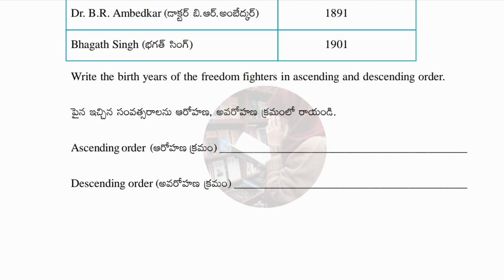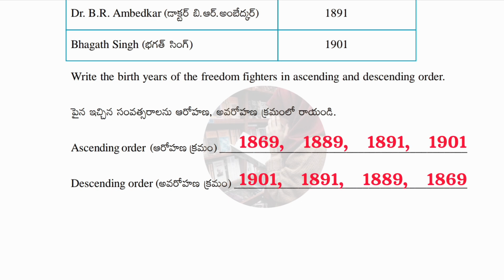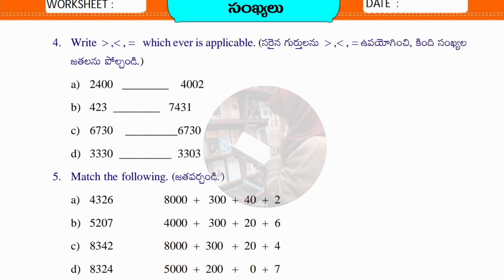We'll write the answer beginning with ascending order. Okay, so first year will be 1869, then 1889, then 1891, then 1901. Okay, then descending order: 1901, then 1891, then 1889, and then 1869. Understood, guys? Okay, now we'll move to the fourth question, which is write greater than, less than, equal to wherever applicable. Here some numbers are given which we have to compare and put down the symbols.